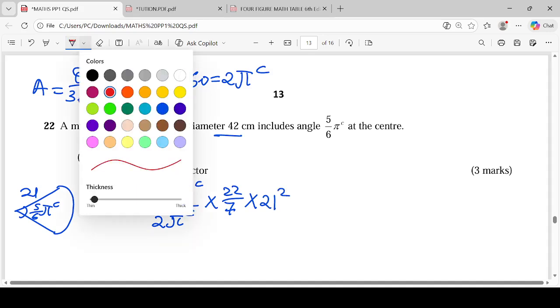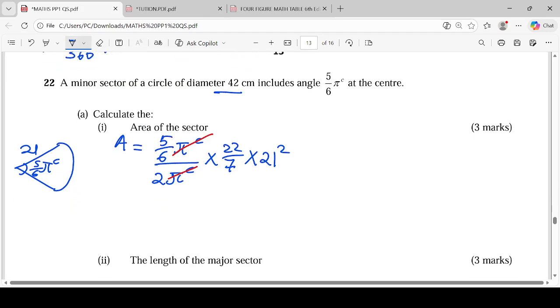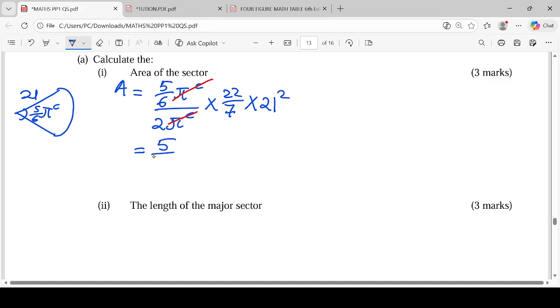So in this context you can see the pi radian and the pi radian cancel, and once they cancel, we have now 5/6 over 2. This will become 5/12 multiplied by 22/7 by 21 squared. Let us see what we are going to get using a calculator. 5/12 multiplied by 22/7 by 21 squared is going to give you 577.5 square centimeters as the answer. That is the area of the smaller circle.